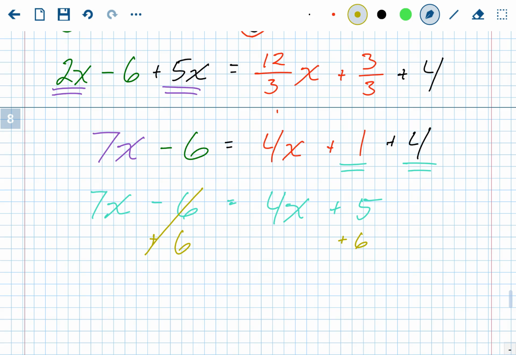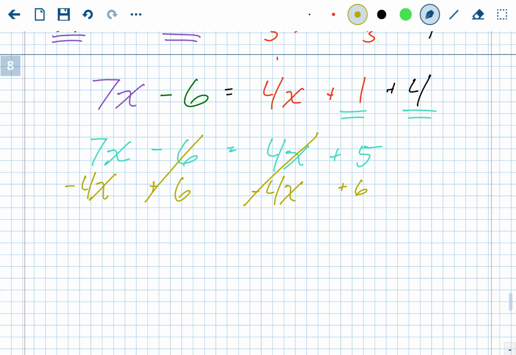On the right side, we're going to move the variable term, the 4x, over by subtracting 4x. Again, anything you do to the one side, you have to do to the other. That has to balance out. 4x minus 4x is 0x. 0x is 0. 0 plus a number is identity. So that could just cross out. 7x minus 4x on the left side is 3x. And 5 plus 6 on the right side is 11.